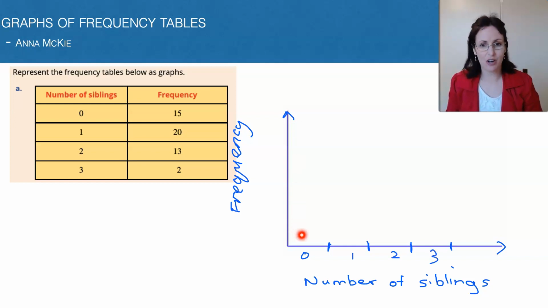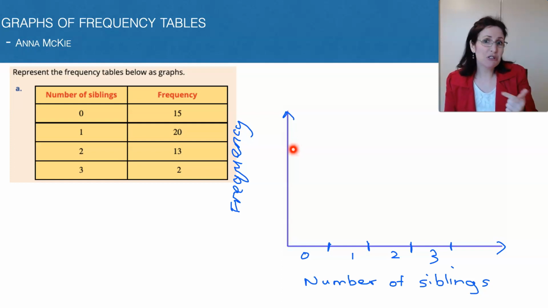What about the vertical column here? So the frequency, this is how often it happens. So look at your range, smallest number is 2 up to 20. So 20 is going to be up here. How might you divide that up? There's no rules. Common numbers to divide it up by are either 1s, 2s, or 5s.